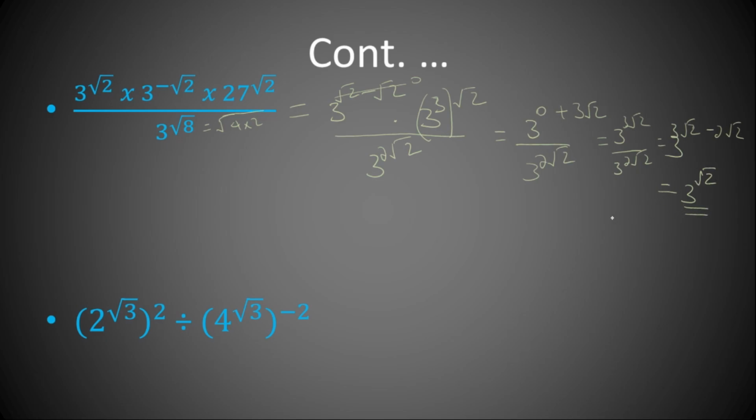Finally, we can put it just like this, so the final answer. Radical 2 minus radical 2 is 0, and this becomes what? 3 to the power of 3, because 27 can be written as 3 cubed, to the power of radical 2, that is 3 times radical 2. The lower part becomes what? Twice radical 2. So finally it becomes 3 to the power of radical 2.